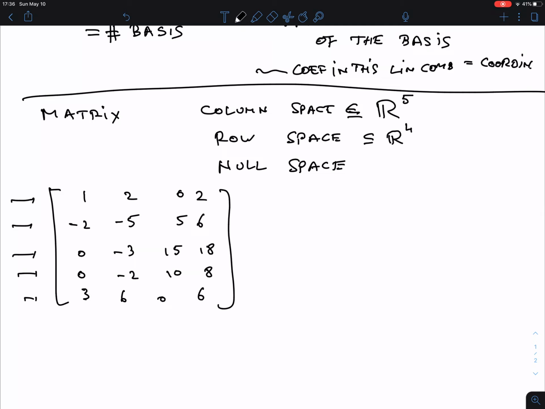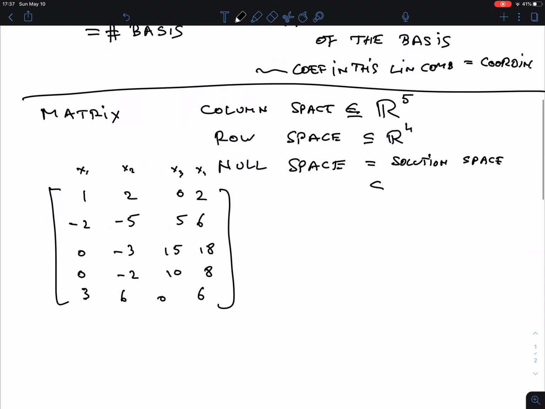Now, what is the null space? The null space corresponds to thinking of this matrix as the matrix of a linear system of equations. The null space is just the solution space of that system of equations. So the null space is the solution space. So we have here variables x1, x2, x3, x4. And so this will be a space in which these vectors x1, x2, x3, x4 can have different values, and so this will be a subspace of R4, right? Because there are 4 variables, every solution will be a 4 vector.